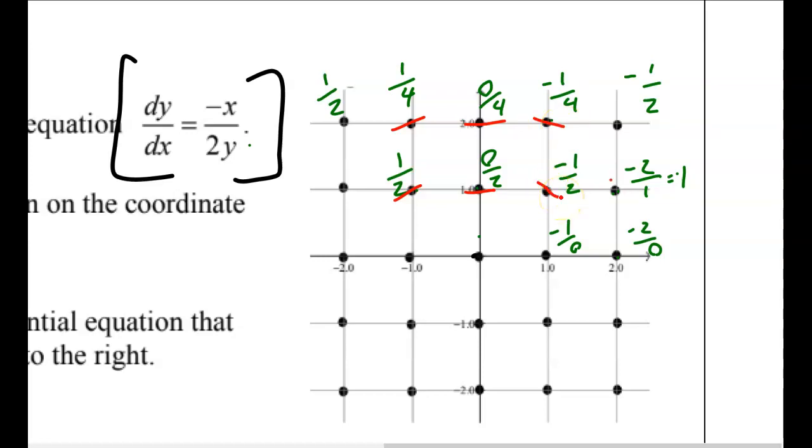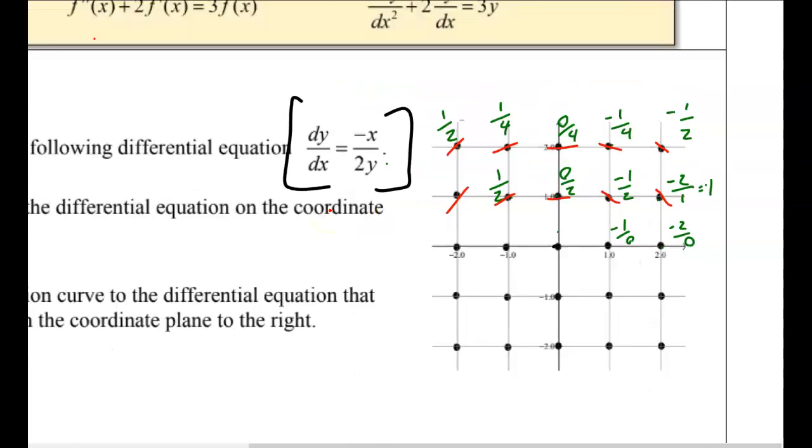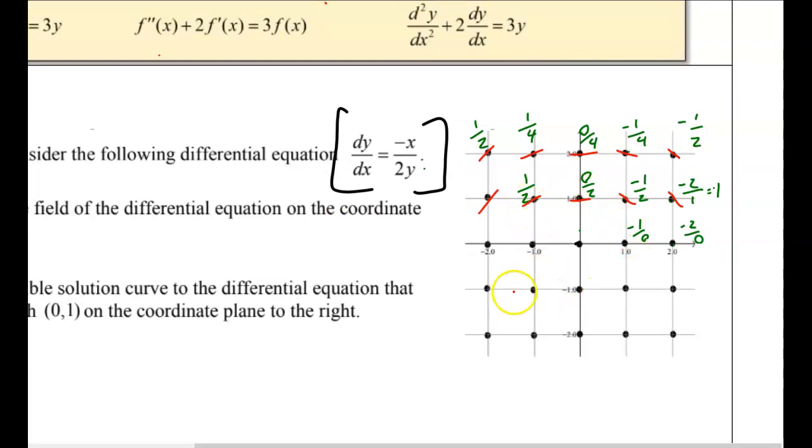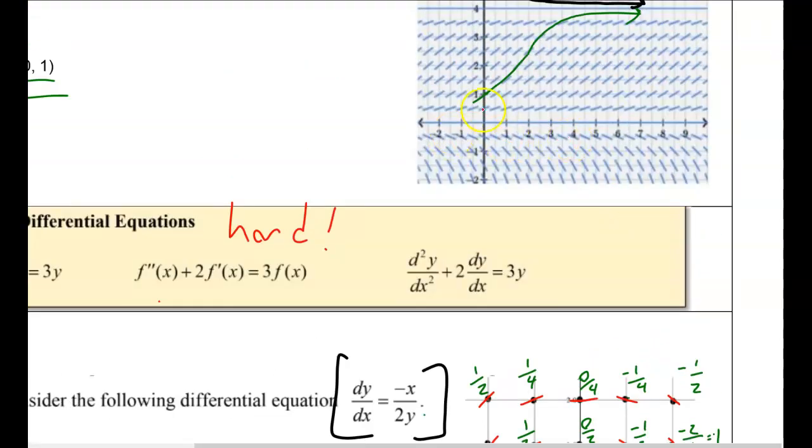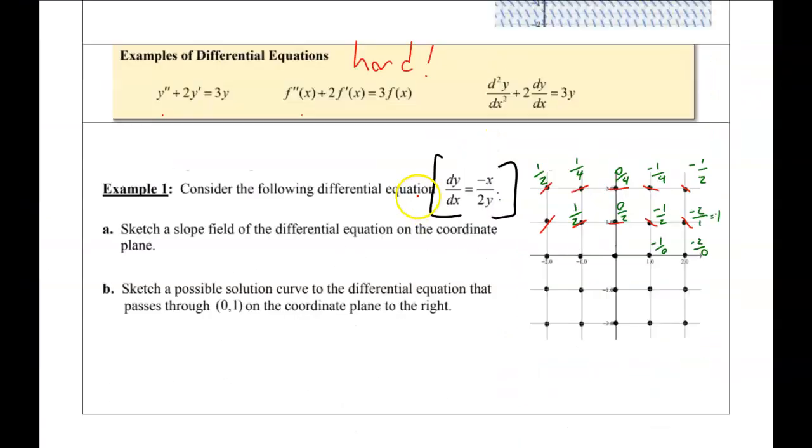And here we have a negative 1, so steeper still. Here we have another negative 1 half, so there should be parallel, positive 1 half, and we start to see the shape, right? So that's my slope field. And I could do, if I wanted, all of these points and get a full slope field that would start to look like something like this.